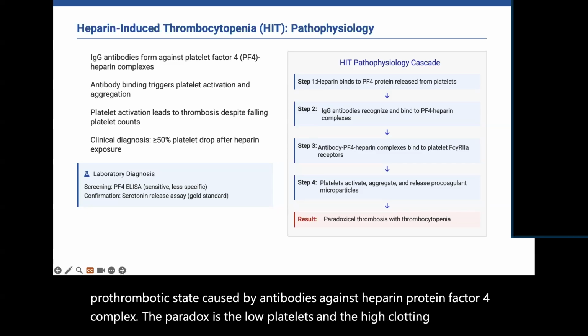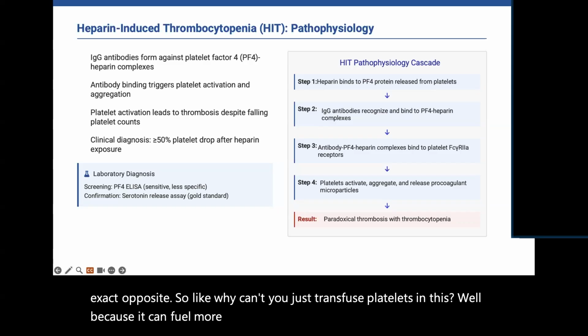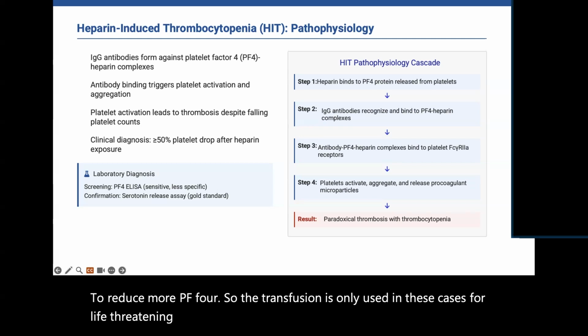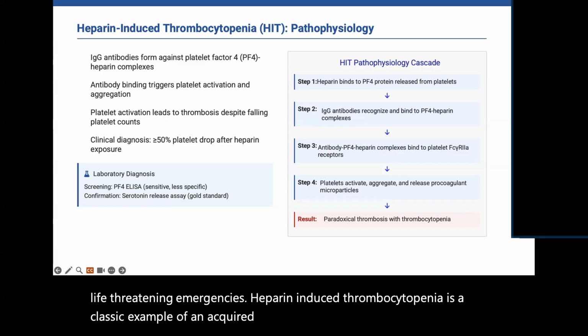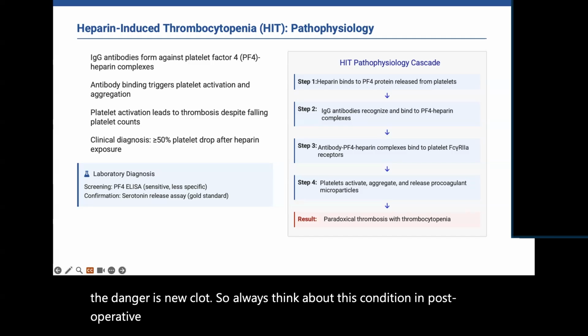It's the exact opposite. So why can't you just transfuse platelets in this? Well, because it can fuel more thrombosis. You have more platelets able to release more PF4. So transfusion is only used in these cases for life-threatening emergencies. Heparin-induced thrombocytopenia is a classic example of an acquired thrombophilia. The platelet count drops, but the danger is new clots. So always think about this condition in post-operative or hospitalized patients who have been exposed to heparin.